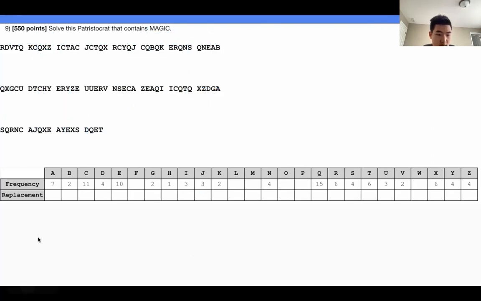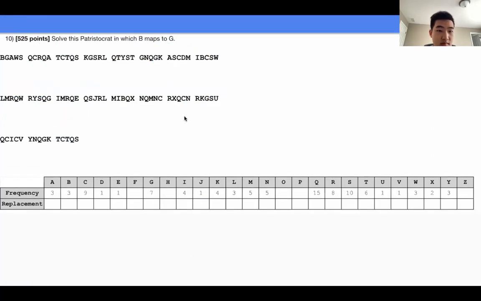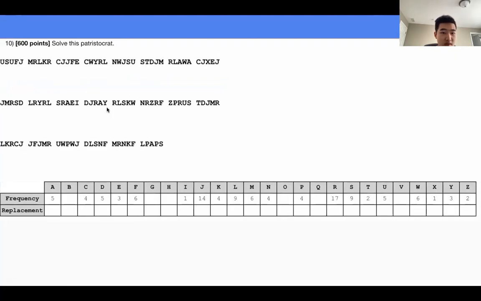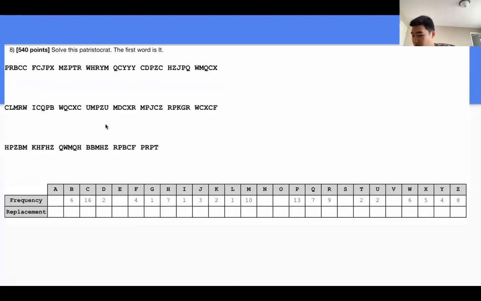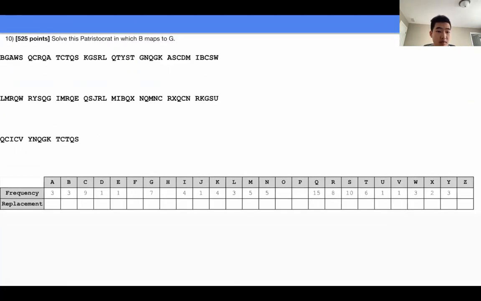Okay, let's see. Is the next one unhinted? No. Okay, there's an unhinted one in here somewhere. Oh, okay, yeah, that's the last one. We can probably do two, we probably have the time for it. Oh, wait, no, we have 3 left. Okay, we'll see where we get to. So B maps to G, and we got 3 of those.